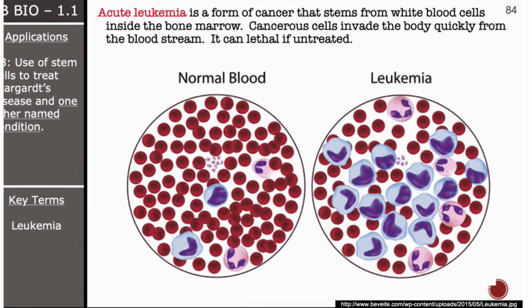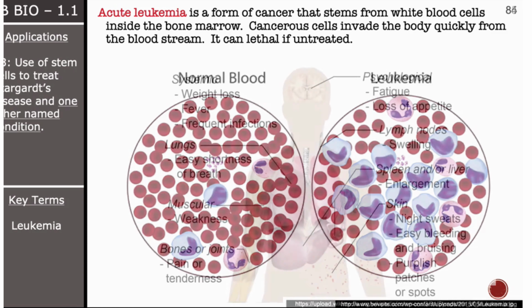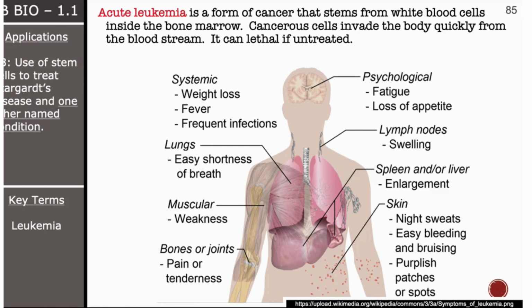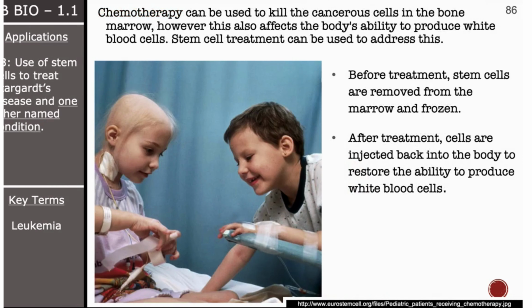Acute leukemia is a form of cancer that stems from white blood cells inside the bone marrow. Cancerous cells invade the body quickly from the bloodstream. It can be lethal if untreated, and you know that the leukocytes are crowding out the normal erythrocytes, and this causes acute leukemia. And we can treat this acute leukemia with stem cells as well.